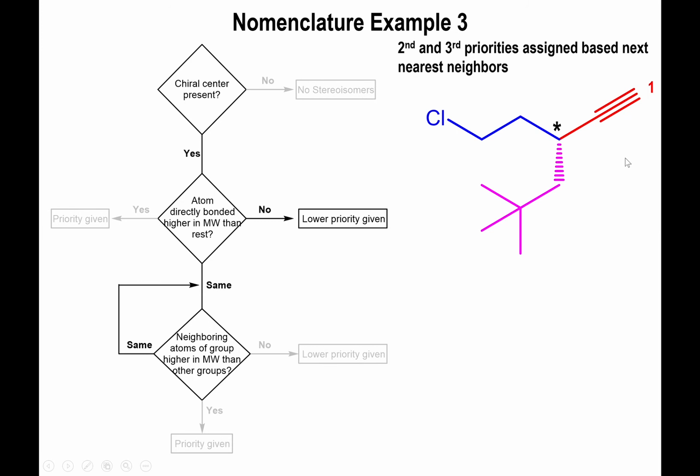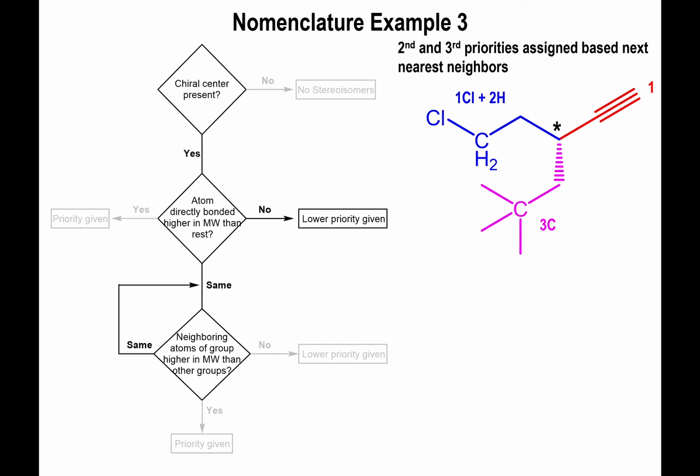All right, so now extending further out into these groups means that we're going to look at these carbons farther out. And the carbon over here on the blue segment has 2 hydrogens bound to it and 1 chlorine bound to it. The carbon over here has 3 other carbons bound to it.